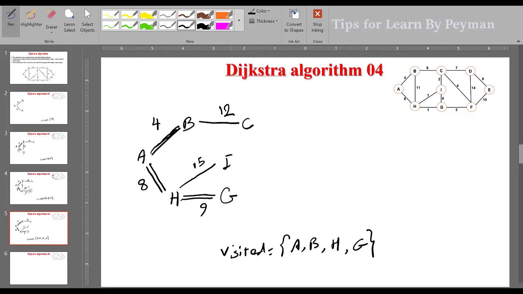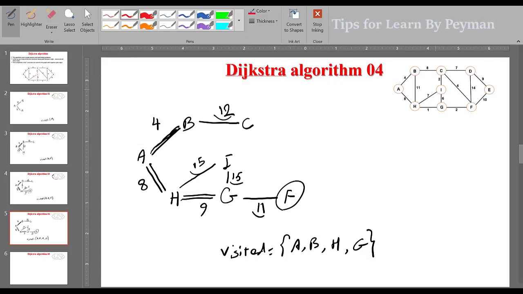And when we open the G, let's see what we have. We have the 6 value to I here. 6 plus 9 would be 15. So we have a 15 here from G to I. And also the adjacent of G is F. We have the F with a value of 2 here. 2 plus 9 would be 11. So let's see what we have. We have 11, 15, 15, 12. So I choose the F with a value of 11.